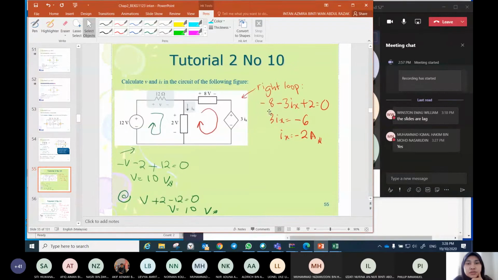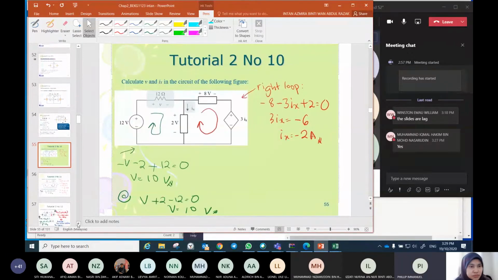So minus 8, you don't need to put V because you might be confused and think it is a variable. Actually it is a unit. So minus 8 minus 3IX plus 2 equals 0, so 3IX equals minus 6, IX equals minus 2 amps. Don't forget to put the unit in the final answer. Can you understand? Yes, I understand so far.